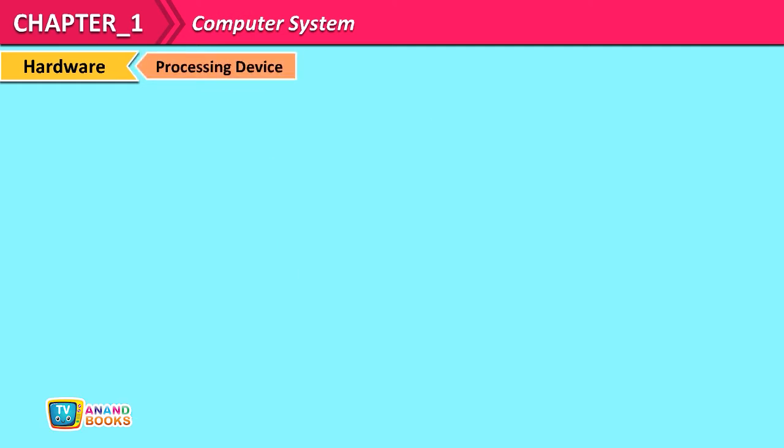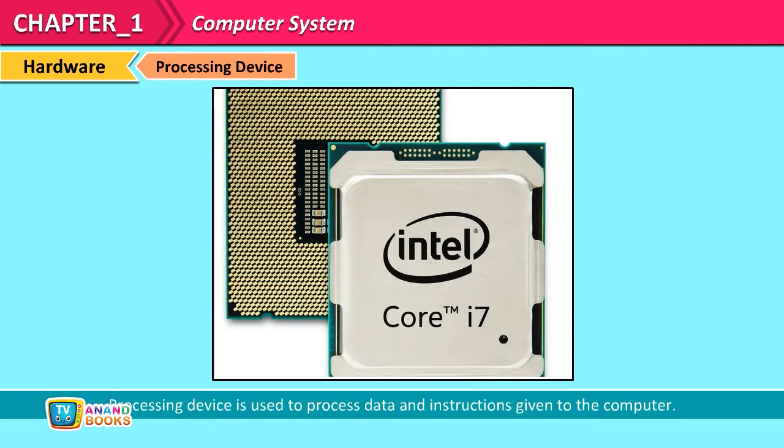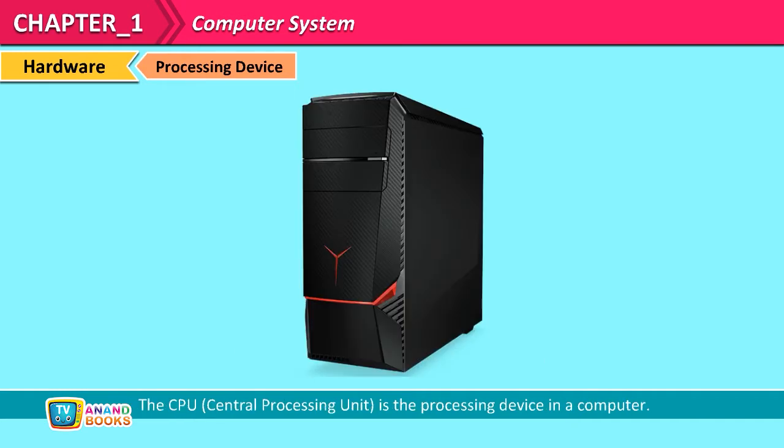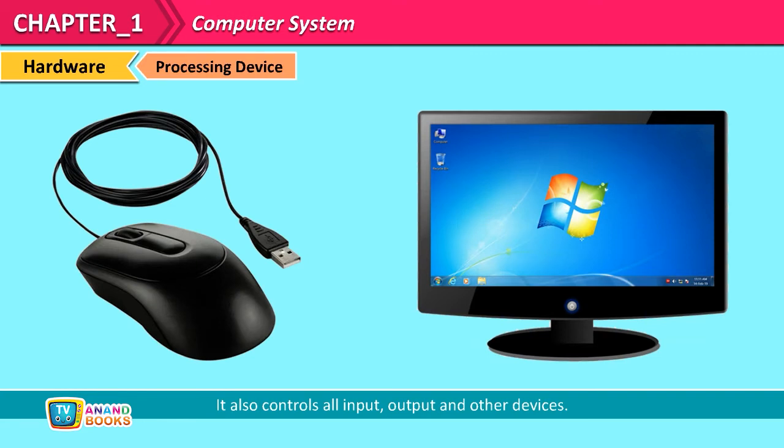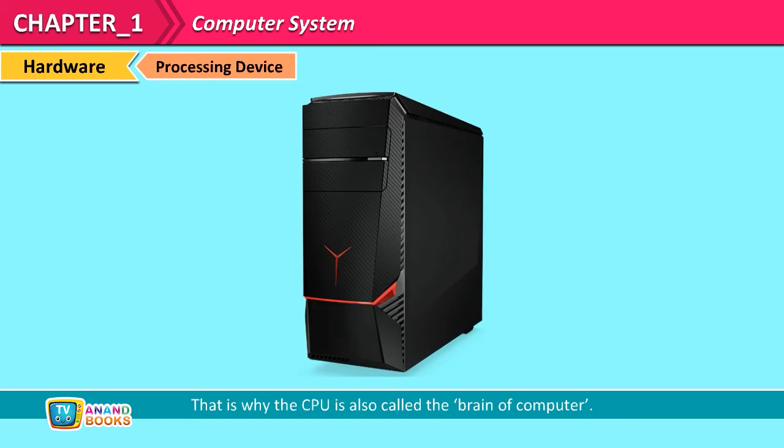Processing device. A processing device is used to process data and instructions given to the computer. The CPU, Central Processing Unit, is the processing device in a computer. It processes data and instructions given by us. It also controls all input, output, and other devices. That is why the CPU is also called the brain of the computer.